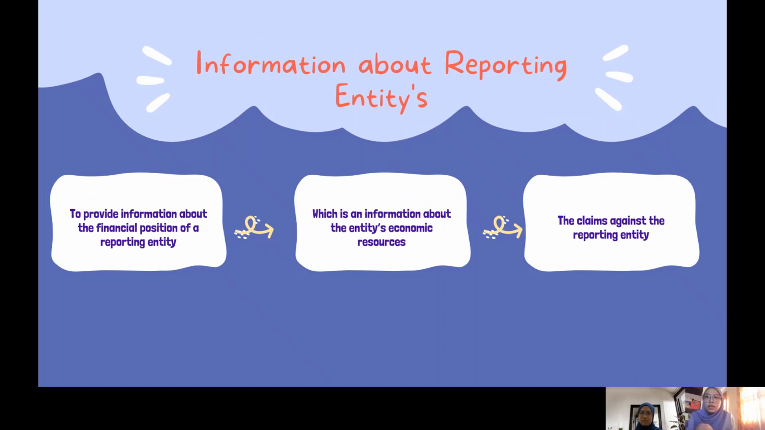This is the information about the reporting entity. They have to provide information about the financial position of a reporting entity. Next is information about the entity's economic resources. The last part is the claims against the reporting entity. Okay, the next slide.